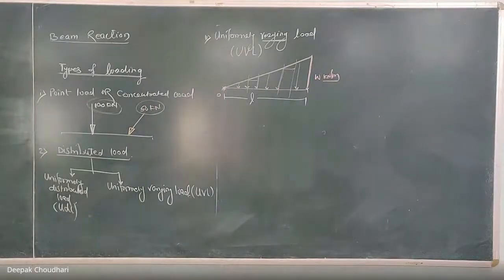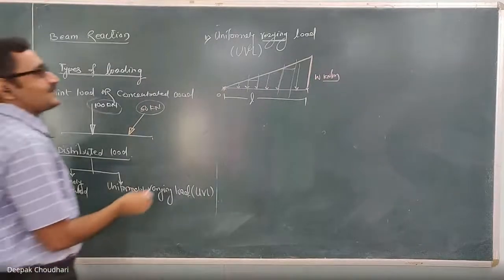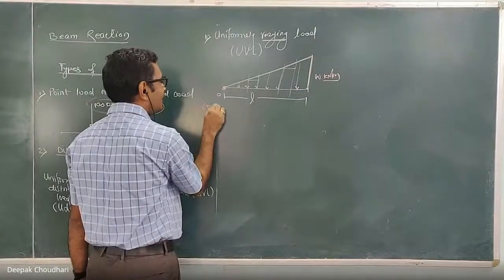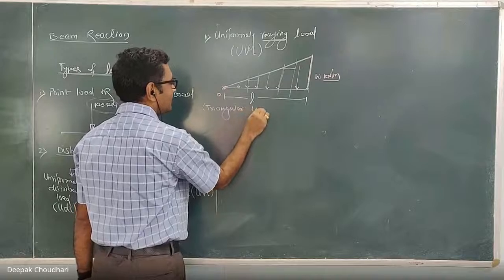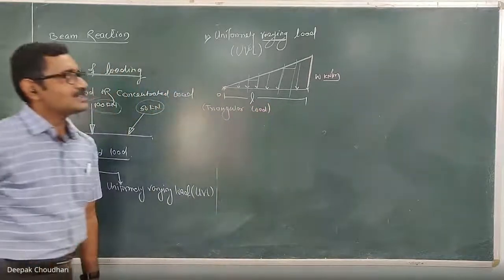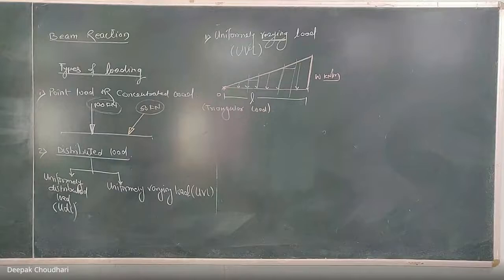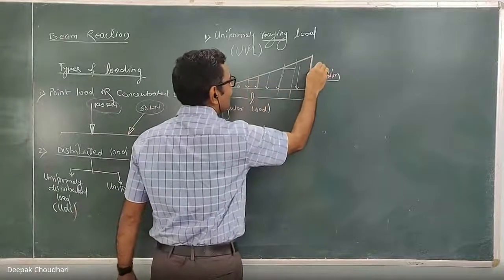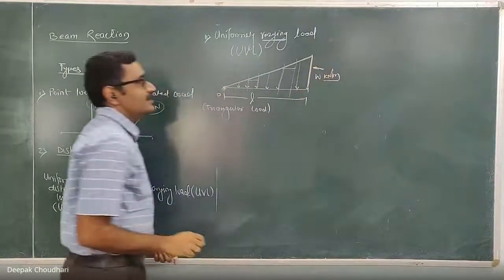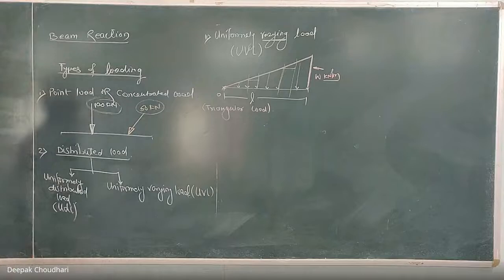Now the shape of this figure is like a triangle. That's why it is also known as a triangular load. पहला rectangular load था, ये triangular load है. Because the shape of the loading diagram is like a triangle, that's why it is known as a triangular load. जिसमें एक साइड का intensity 0 है और यहाँ का intensity W kilonewton per meter है, which is spread over a length of L meter. Clear? ये clear हो गया क्या कि triangular load क्या है?